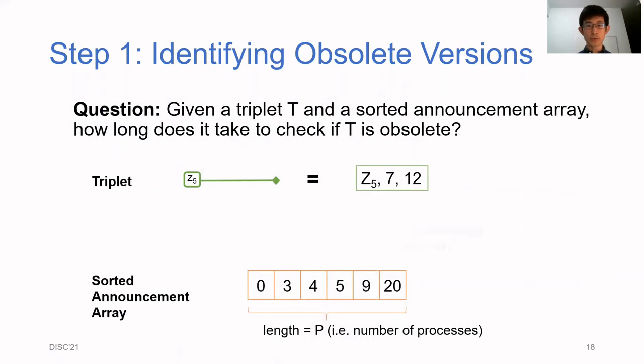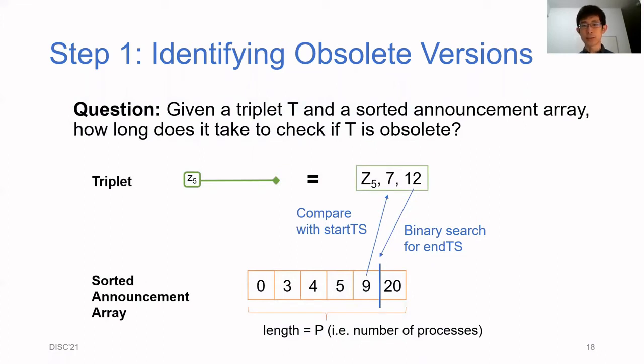The fastest way to do this would be to binary search for the end timestamp, and then compare the previous element in the announcement array with the start timestamp. If the start timestamp is larger, then the triplet is obsolete, and otherwise it is needed. So overall, this takes order log p time, which is too slow for our purposes.